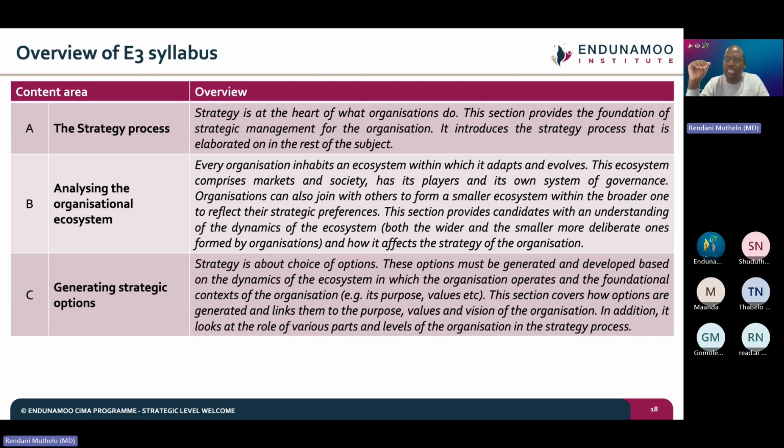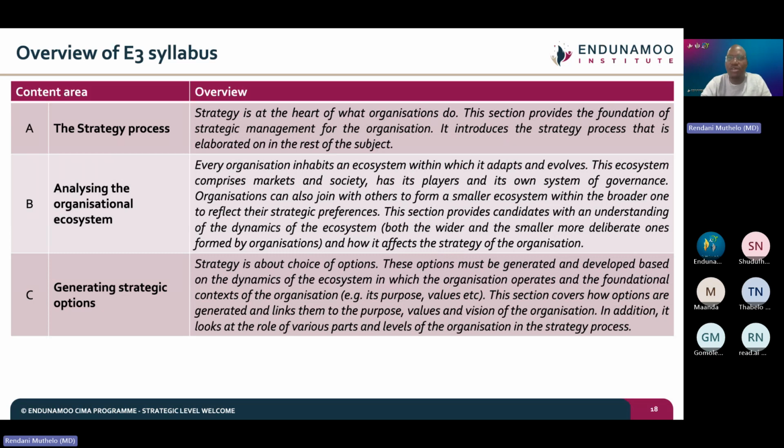When we're talking about strategy process, what are we saying? So they're saying, for instance, strategy is at the heart of what organizations do. This section provides the foundation of strategic management for the organization. It introduces the strategy process that is elaborated on in the rest of the subject. So you need to know what you need to know. That's where we're going to start.